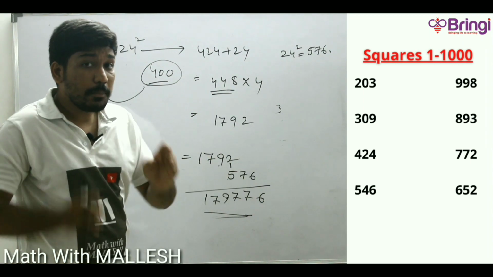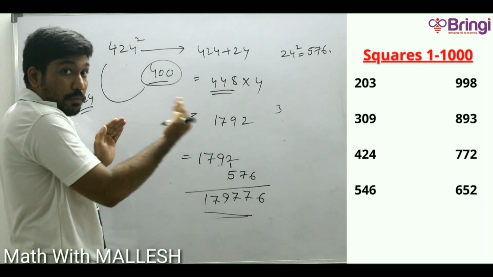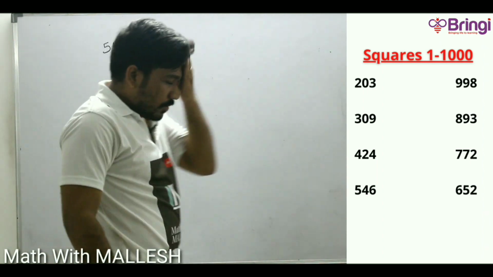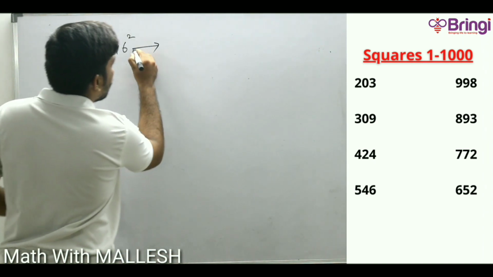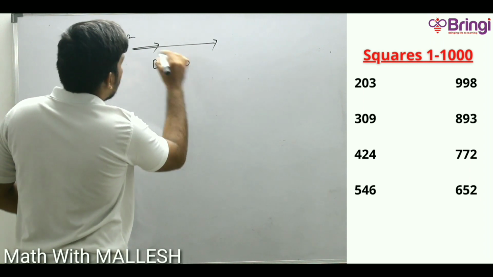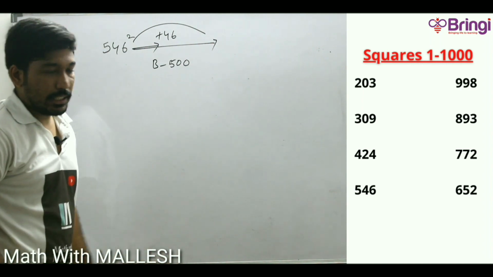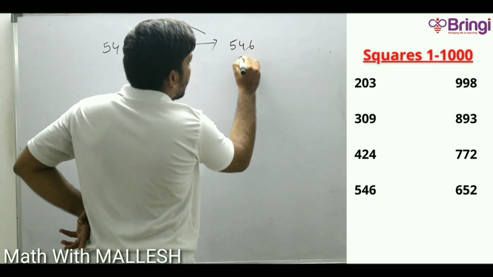And moving on to the last question of type 1. Type 1 in the sense 1 to 50 values, and the next type 50 to 100 values. So the next question is 546 square. So simple, base is equal to 500. And how much extra is there? It is going to be plus 46. The first thing is take 546, again add 46.